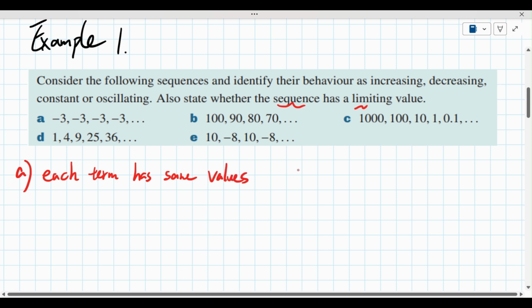So we say the sequence exhibits constant behavior. This is constant behavior.